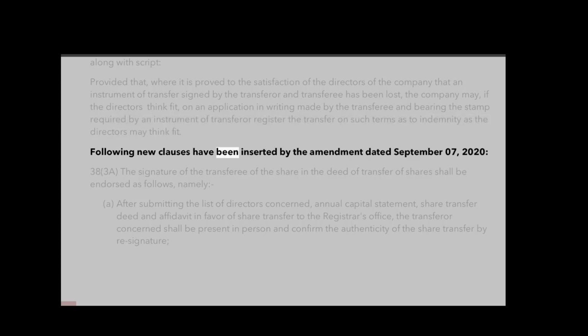The following new clauses have been inserted by the amendment dated September 7, 2020. 38(3a). The signature of the transferee of the share in the deed of transfer of shares shall be endorsed as follows, namely: A. After submitting the list of directors concerned, annual capital statement, share transfer deed and affidavit in favor of share transfer to the registrar's office, the transferor concerned shall be present in person and confirm the authenticity of the share transfer by re-signature.